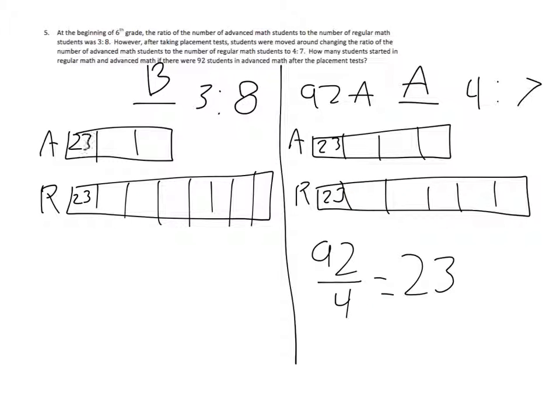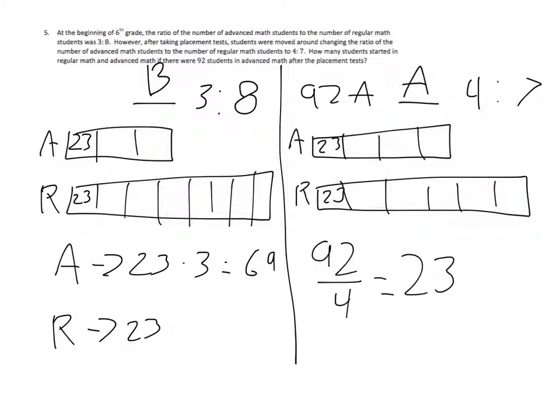Well, we can use that to figure out how many of each there are going to be. For before, we're going to do 23 times 3, which is going to equal 69. And for the regular, we're going to do 23 times 8, which is going to be 184. So we can see that we have 69 advanced students to 184 regular students before the placement test.